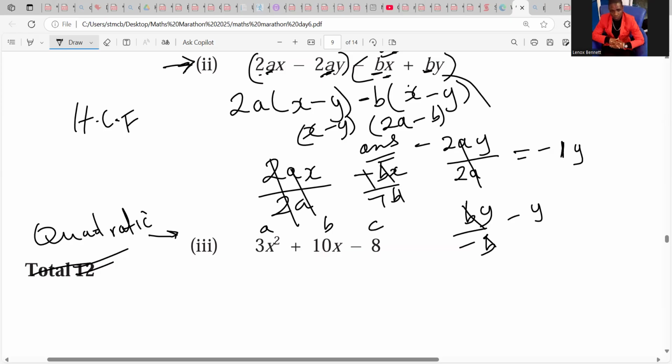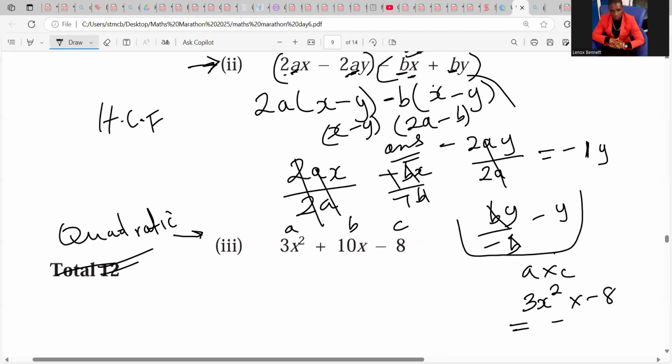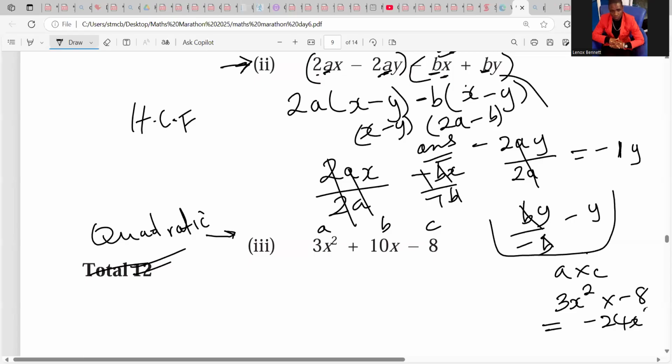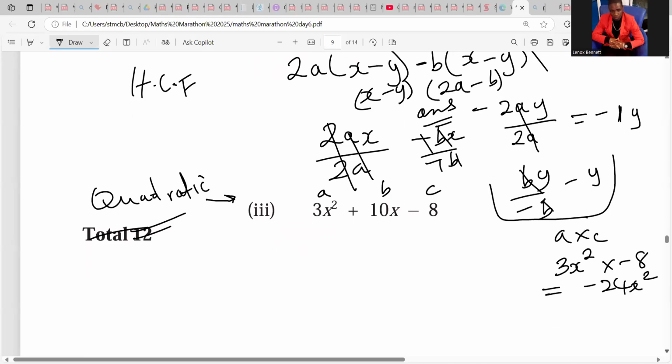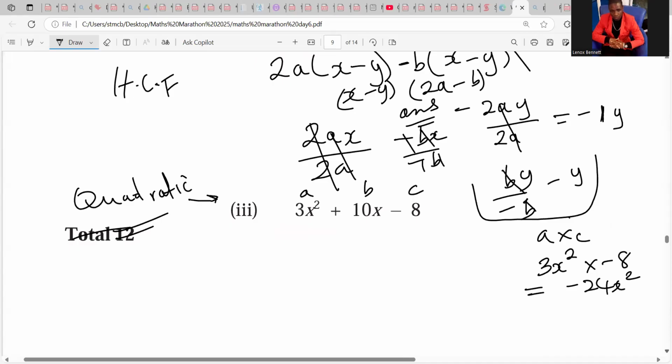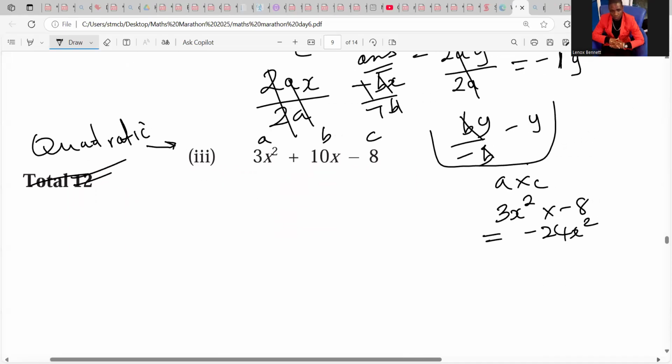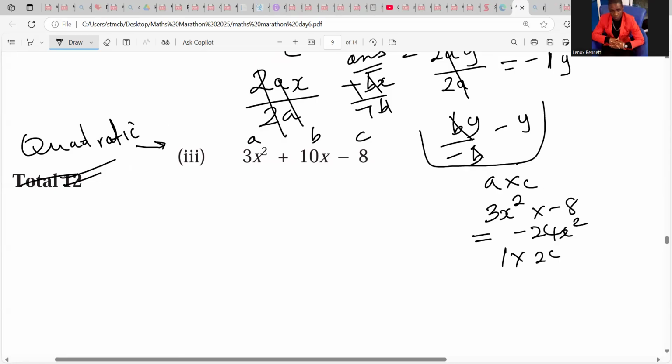So we have a, b, c, and we multiply. So it's a times c, so it will be 3x squared times negative 8, and that will give us negative 24x squared. So we list all the factors of 24, all the numbers that can go into 24 without leaving a remainder. So it will be 1 times 24, 2 times 12, 3 times 8, 4 times 6. That's it, right? So we're going to manipulate them and see which can give you the positive 10.